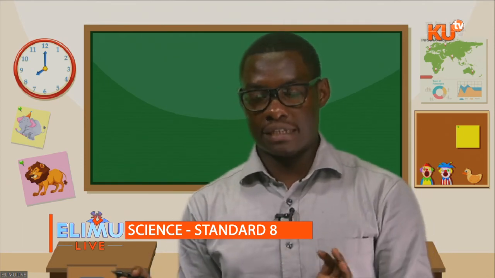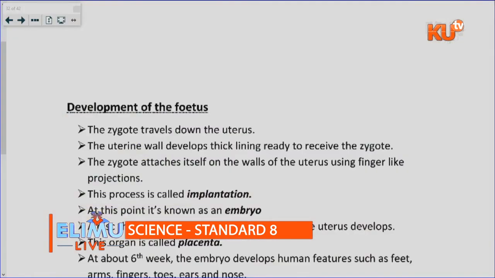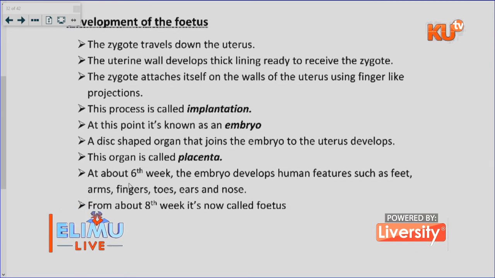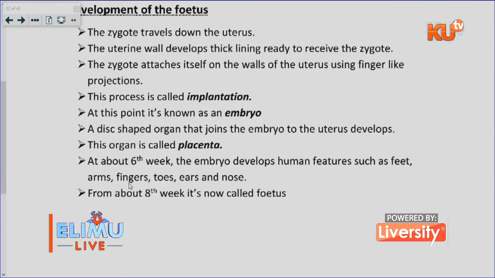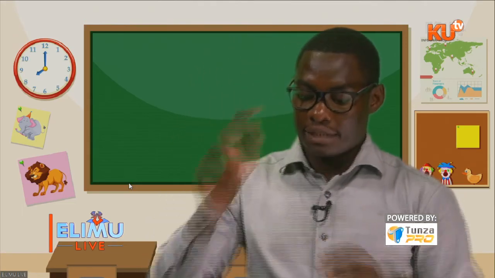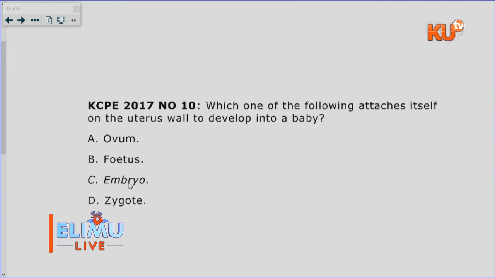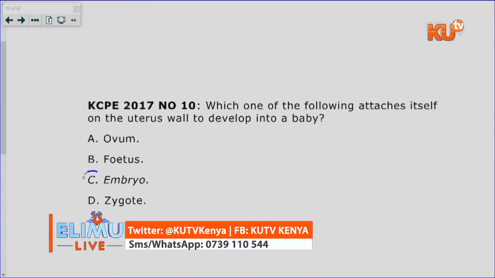A question in KCP: which one attaches itself? The answer is an embryo. So that is a KCP question that was asked. The process of attachment is what we call implantation, and a disc-shaped organ that joins the embryo to the uterus develops, and this disc-shaped organ is called the placenta. I want us to look at a KCP question. KCP 2017. Which one of the following attaches itself to the uterus walls to develop into a baby? The right answer is an embryo.